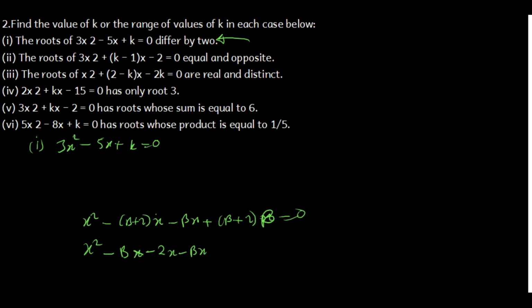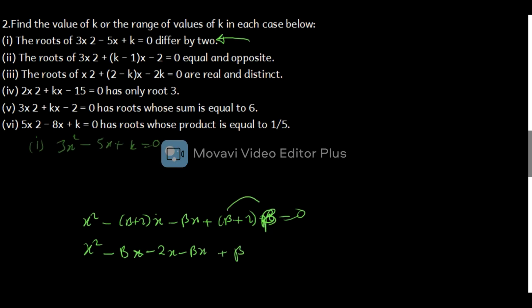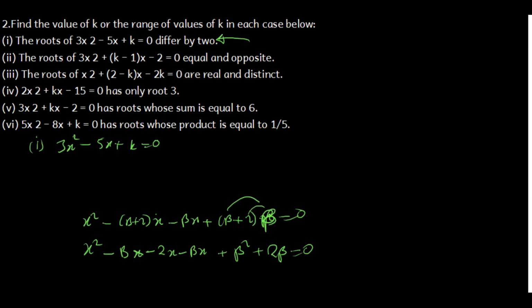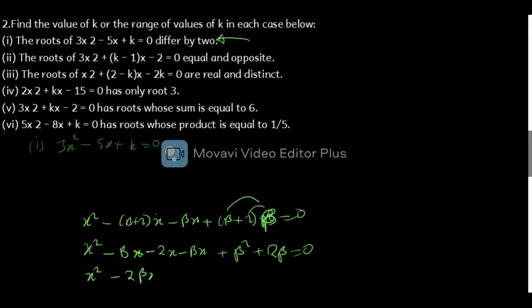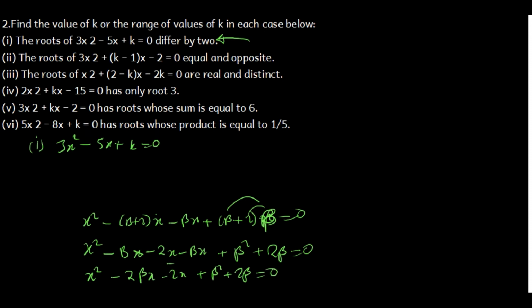Again we have got a beta here, so we can expand beta times beta, that would be beta squared, and then 2 times beta, that would be 2 beta, and that is going to be equal to 0. Now we have got like terms here, so this is going to be x squared. Of course, we can add this and that to give us negative 2 beta x, and then minus 2x, and then plus beta squared plus 2 beta, and that is going to be equal to 0.